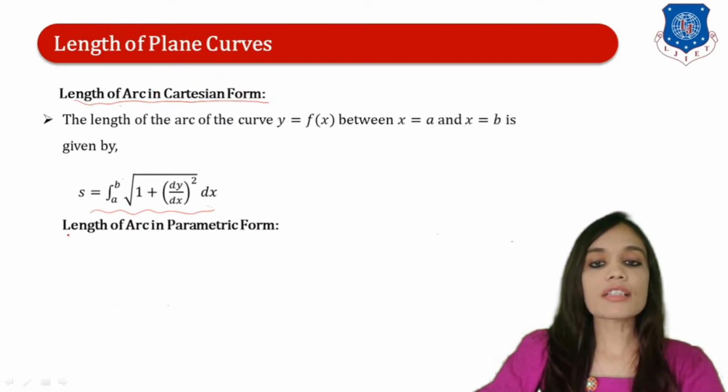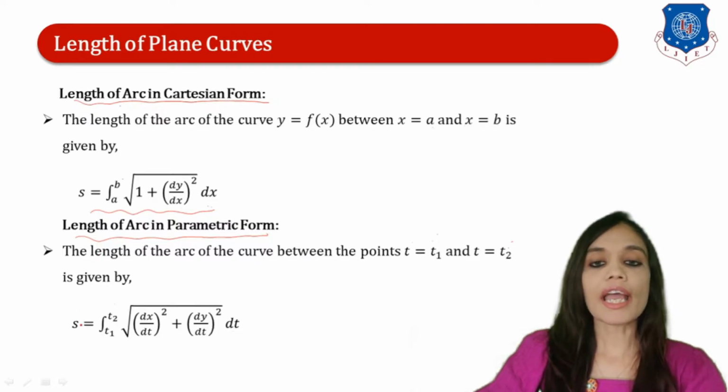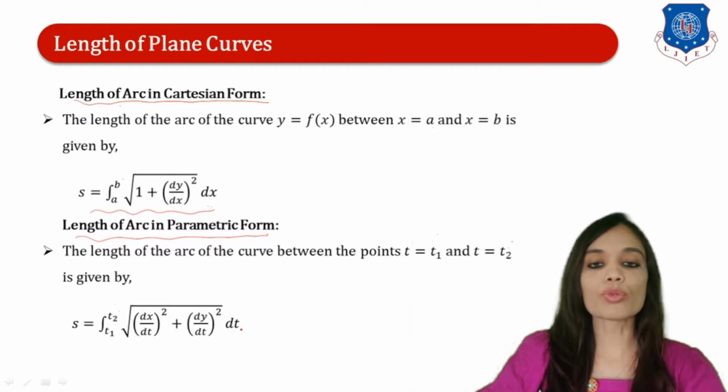Next, let us study the length of arc in parametric form. So the length of the arc of the curve between the points t is equal to t1 and t is equal to t2 is given by s is equal to integration from t1 to t2 square root of (dx by dt) whole square plus (dy by dt) whole square into dt. So this is the formula to find length of arc in parametric form, right?